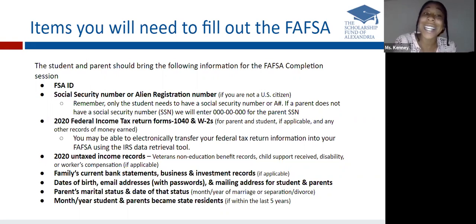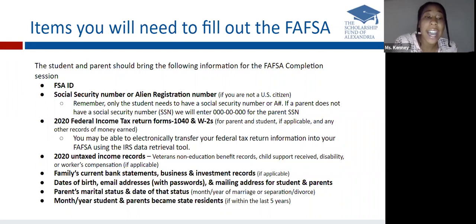Both parent and student will need to have a 2020 federal income tax return, Form 1040, and 2020 W-2s. For parent and student, only if this is applicable, any other records of money earned. You may be able to electronically transfer your federal tax return information into your FAFSA using the IRS data retrieval tool.